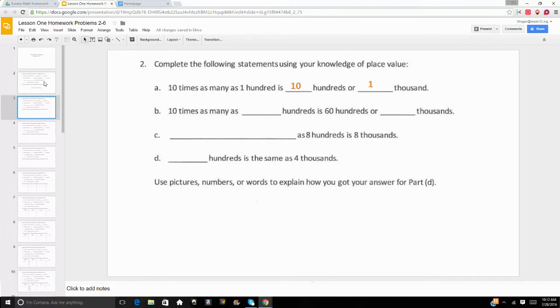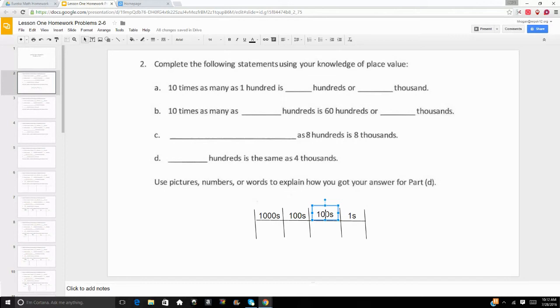So 10 times as many, and then we know to make 10 times, we move over to the next place value because 1 times 10 is 10. 10 times 10 is 100. 100 times 10 is 1,000. So we know to do 10 times, we move one place over. So 10 times as many as 100 is how many hundreds or 1,000?